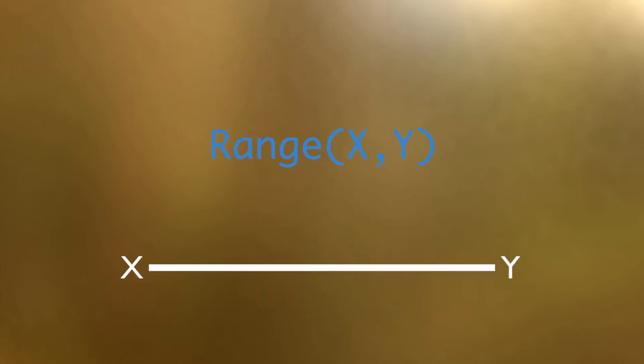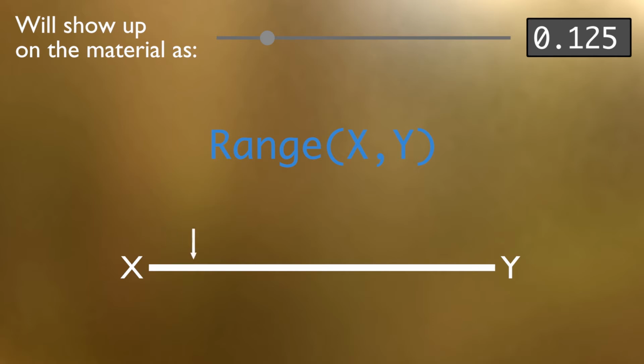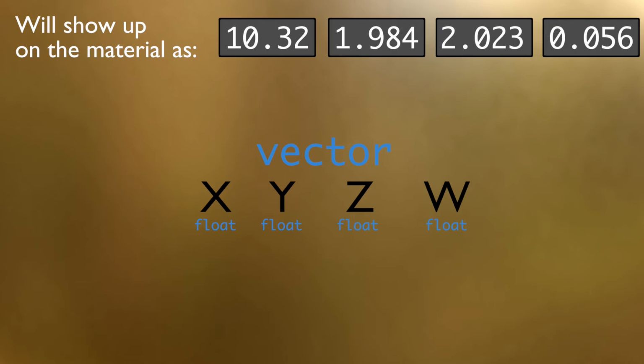A range is a float value that varies between 2 specified numbers. It can be adjusted with a slider. A vector is a group of 4 floats, while a color is also made of 4 comma values. A vector can range to values greater than 1 and it must be written axis per axis.